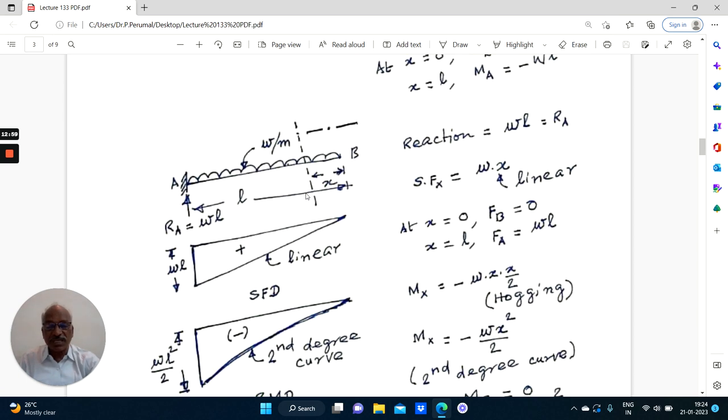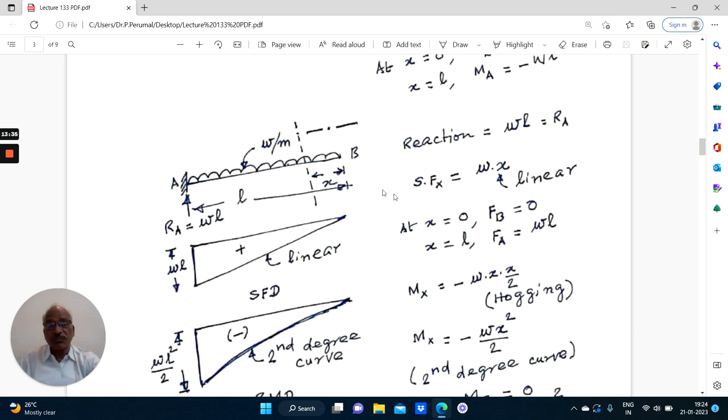Next, we will discuss one more case, namely a cantilever subjected to a UDL over the entire span. The reaction equals W into L. The total load is W per meter times the length of the load, L, so W into L is the total load. This is the only support, so this support will offer the entire reaction. So the reaction R_A equals W into L.